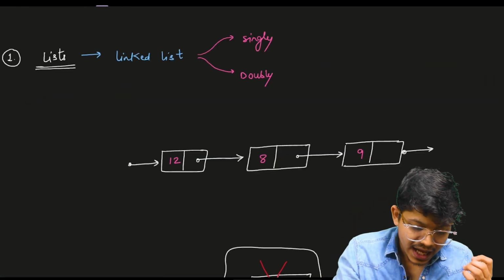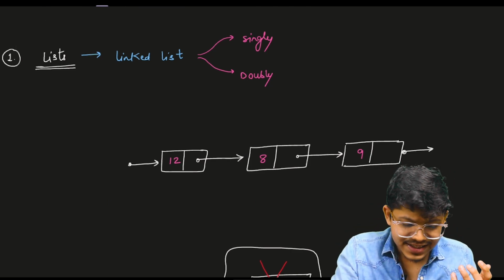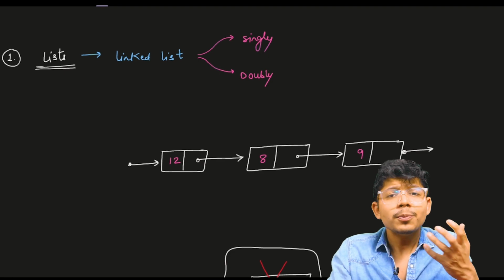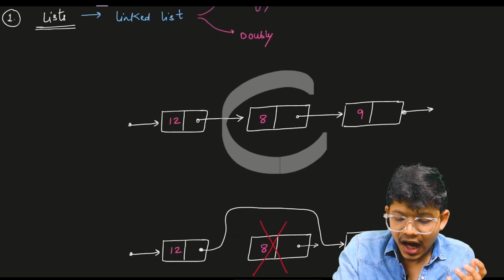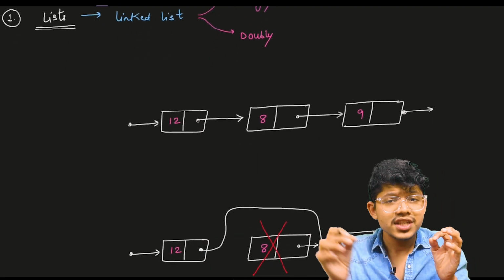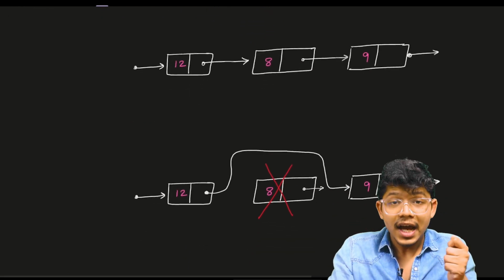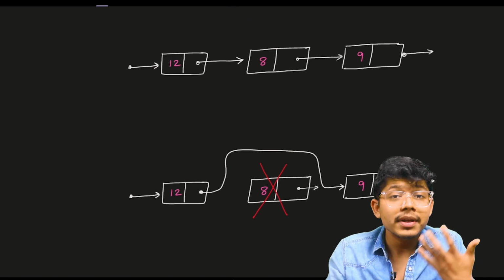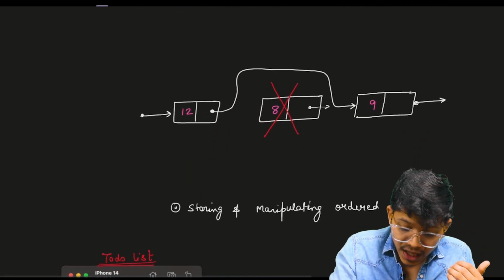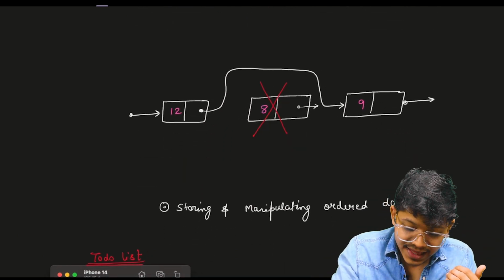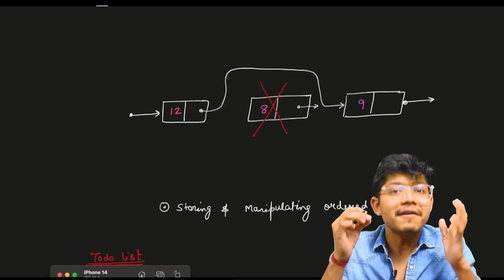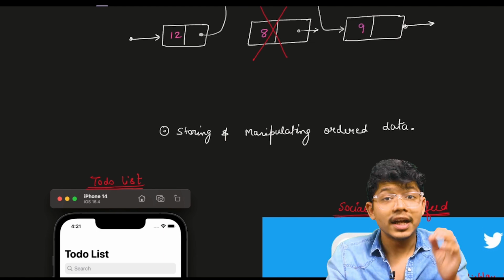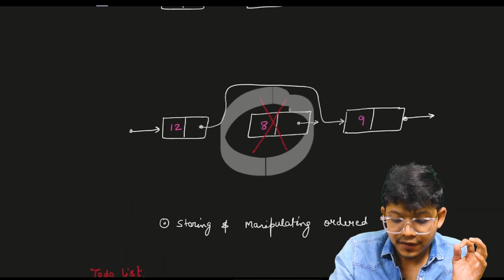Now number one, we have the list, also known as the linked list. You might have heard about singly and doubly linked lists. Basically, a list is nodes which are connected to each other one after another. And if something is also connected backwards, then it is called a doubly linked list. What's the benefit of it? You can remove a node in between and connect the other nodes very easily. So it is used for storing and manipulating ordered data, when the data is ordered one after another.